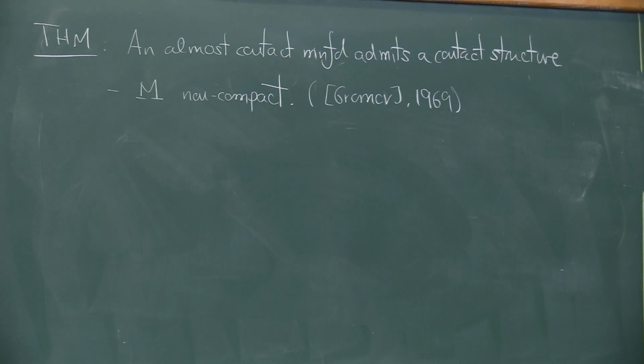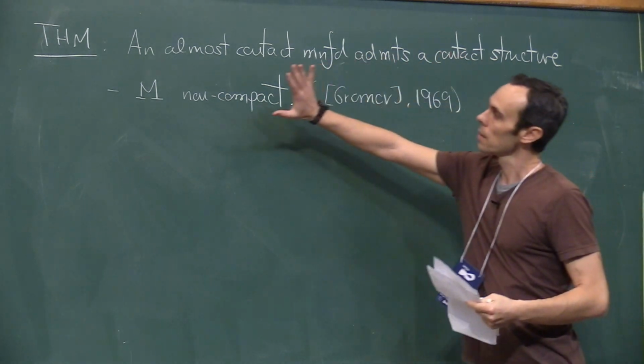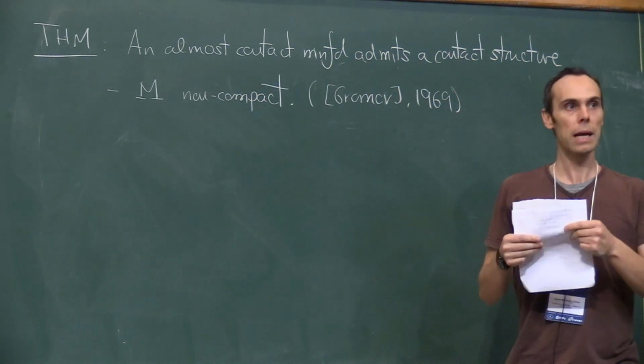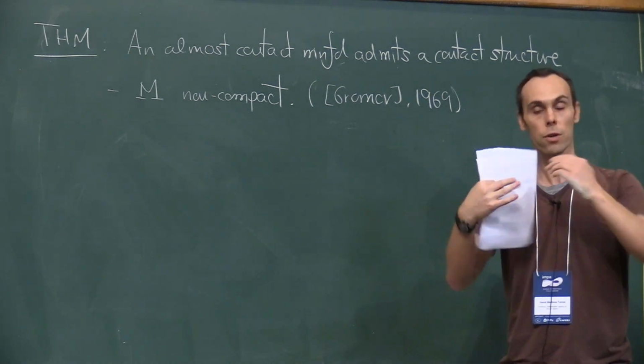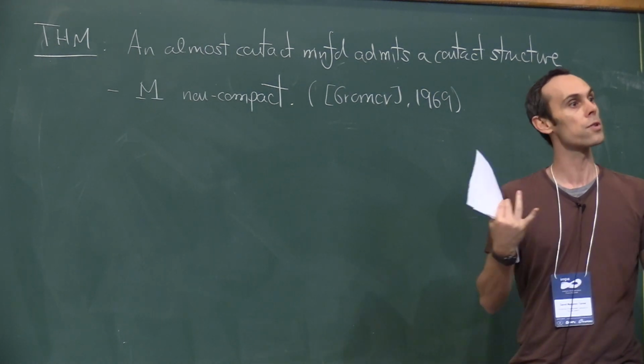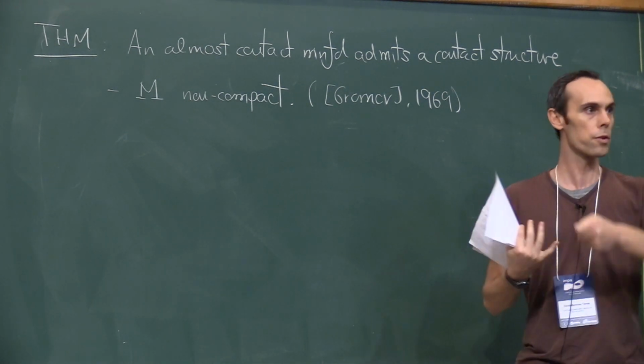And again, if you're a little bit familiar with these methods of Gromov, you know that you typically go on extending your structure. So first of all, you give yourself a handle decomposition, so a Morse function for your manifold, for your closed manifold.